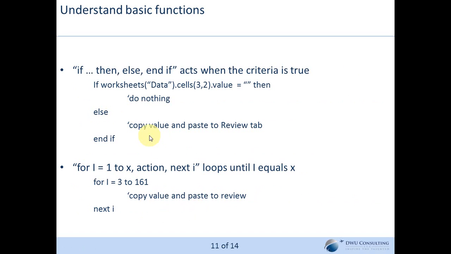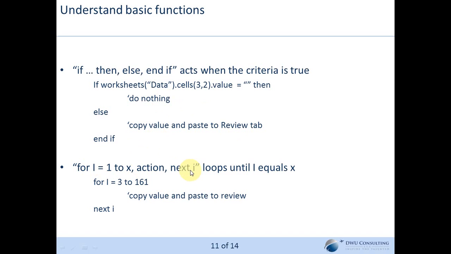We also need to understand the basic functions in Excel VBA. If-Then-Else just means if this particular statement is true, then we do something. Otherwise, we do something else. By the way, for this example, it's saying if the value is blank, that means we reach the end of the worksheet, then we do nothing. Otherwise, we keep doing those things, keep making copies of the review tab.